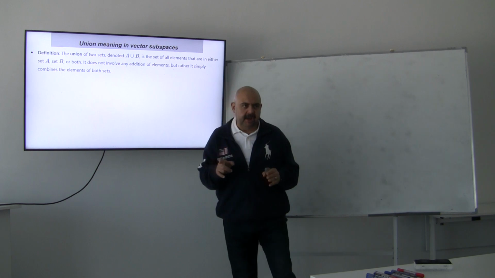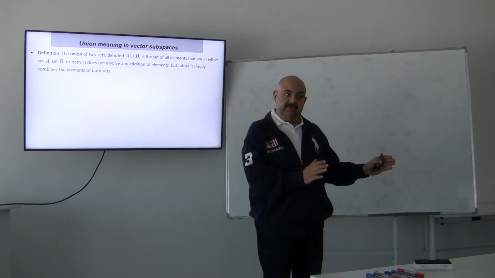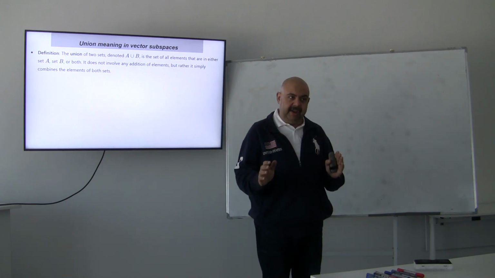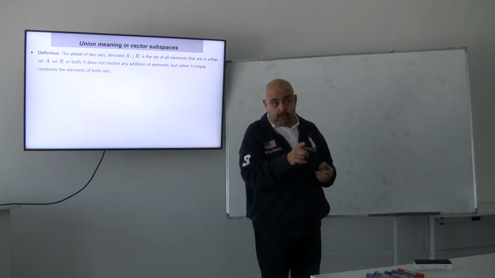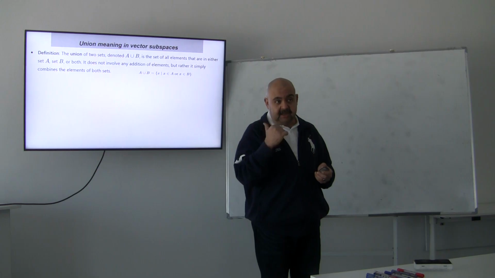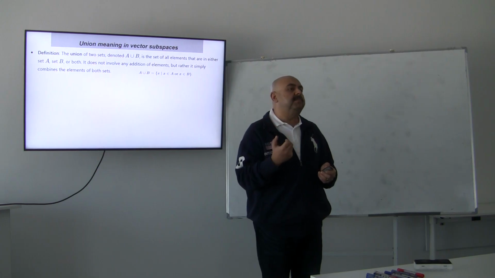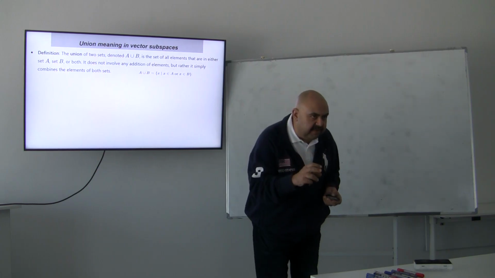It's simply that I'm going to gather all the elements from the x-axis and all the elements from the y-axis. There are no other shared elements. And there is a proof that this union may not develop a subvector space.